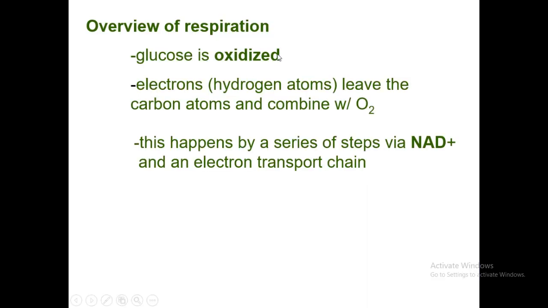So, glucose is oxidized in the presence of oxygen. So, electrons leave the carbon atoms and combine with oxygen. So, si oxygen actually, wala siya sa glycolysis, wala sad siya sa Krebs cycle. Dito pa siya sa electron transport chain. Dito pa siya sa oxidative phosphorylation sa ETC or electron transport chain. So, this happens by a series of steps via NAD+ and an electron transport chain, which is located in the inner mitochondrial membrane. Okay, so later on, you will also review the structure of the mitochondrion para mas masabtan ni. So, yeah. So, that's why kinahanglan yun og oxygen. Okay?